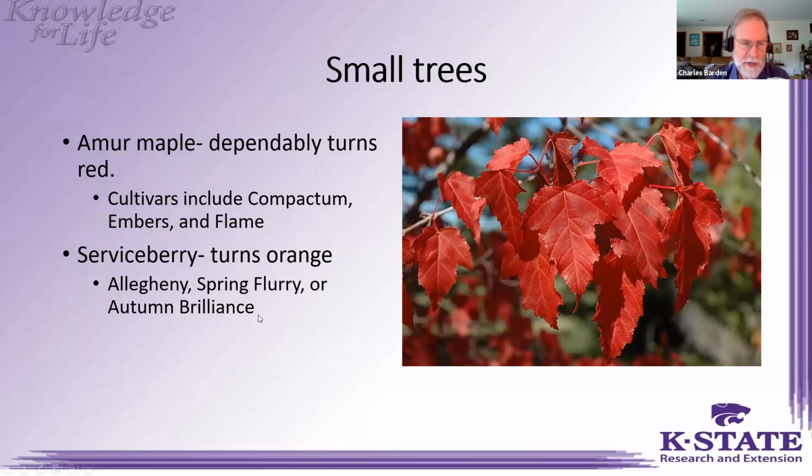For small trees, there's two that I'd mention. One is the Amur maple. It really dependably turns red. These leaves look a lot like red maple, but the central lobe, the central point, is much longer than a regular red maple. It grows shaped more like a crabapple tree, kind of a small spreading tree, 10 to 15, maybe up to 20 feet tall for a large one. Some of the cultivars that would color up more consistently, with more consistent growth, would be Compactum, Embers, or Flame in the Amur maple species.